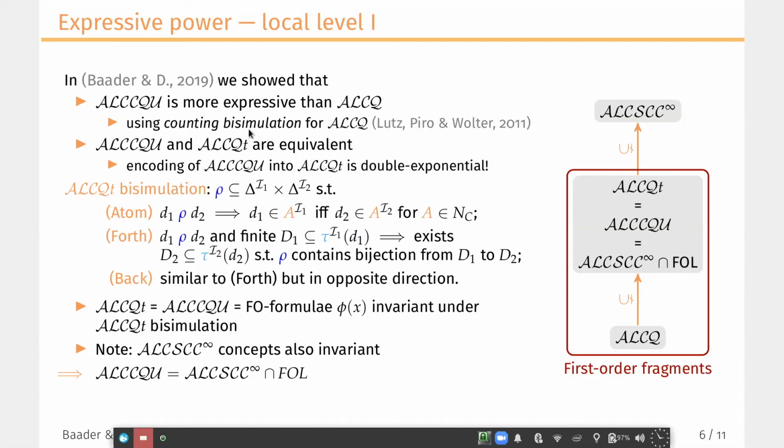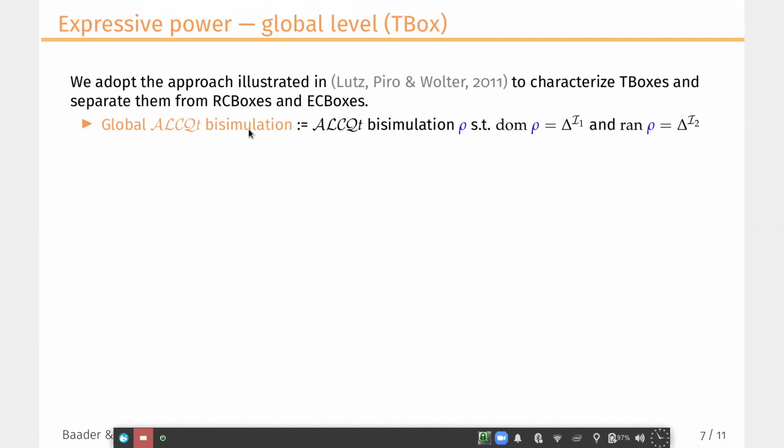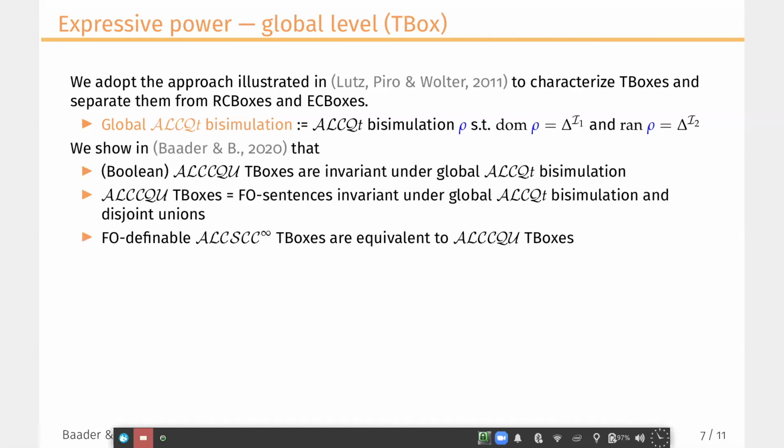So the novel contribution, if you will, of this paper is that we also had a study on the global level. First, I will focus on T-boxes. The idea here is that we take our bisimulation and we globalize it, which means that essentially two interpretations are now bisimilar if there is a bisimulation that spans over both interpretations entirely. What we showed here is that Boolean CCQU T-boxes are invariant under such a bisimulation.